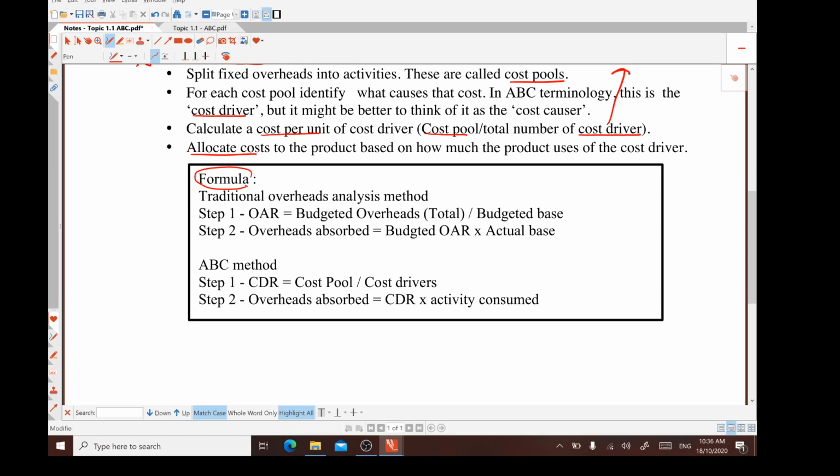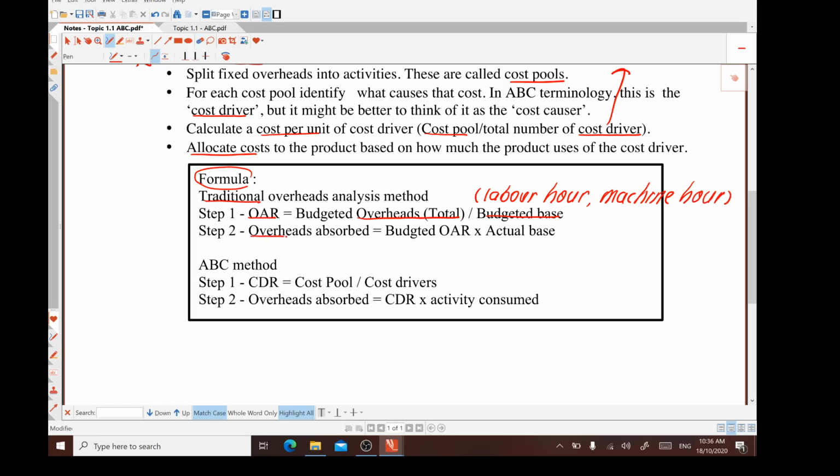For instance, if it's under the traditional method, we have step 1. Now, they will calculate something called the OAR. That's the overhead cost absorption rate. All right, in which we are making use of the total overhead cost divided by the budgeted base. As you can see, in the exam question itself, it could be the labor hour. On top of that, sometimes in exam, they probably need us to make use of the machine hour. So it depends on which one they will provide you.